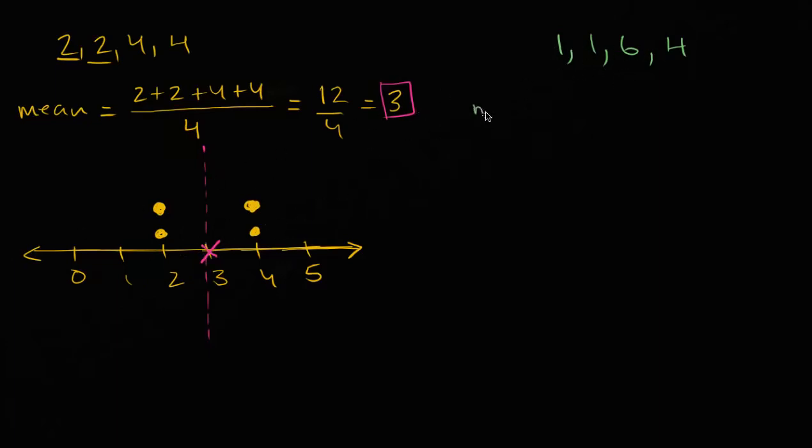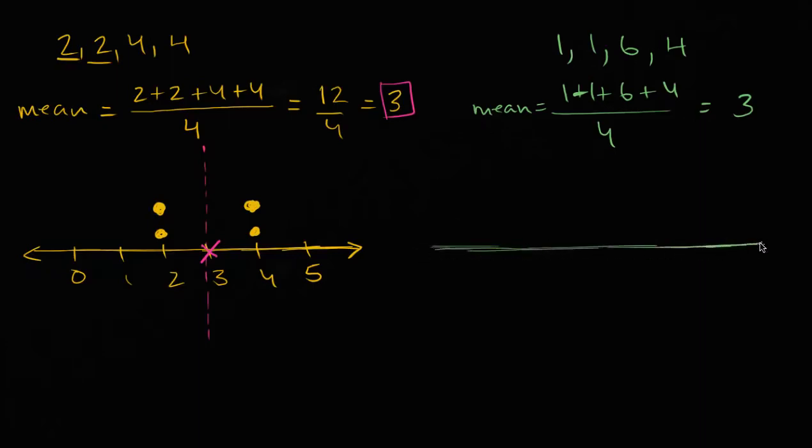So the mean over here is going to be equal to 1 plus 1 plus 6 plus 4, all of that over, we still have 4 data points. And this is 2 plus 6 is 8, plus 4 is 12. 12 divided by 4, this is also 3. So this also has the same mean. We have different numbers, but we have the same mean. But there's something about this data set that feels a little bit different. Let's visualize it to see if we can see a difference.